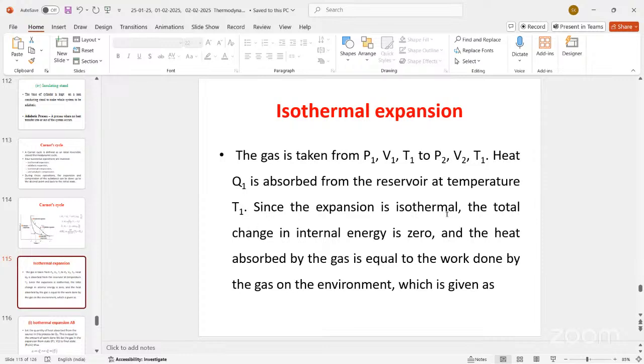Since the expansion is isothermal, the total change in internal energy is 0. Why is it 0 there? The temperature is constant from the start. So that's why it is 0, and the heat absorbed by the gas is equal to the work done by the gas on the environment, which gives this equation: P1 V1 T1 is equal to P2 V2 T1.